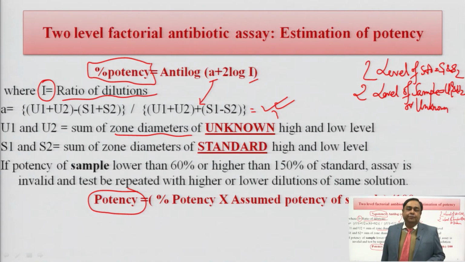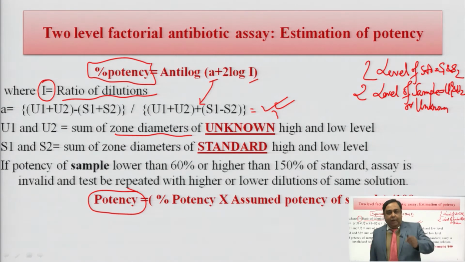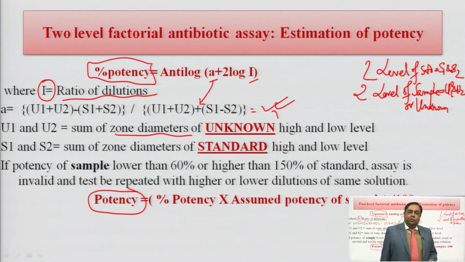So, with the help of the formula written, you will be in a position to estimate the value of percentage potency, and the potency which is assumed multiplied by this percentage potency divided by 100 will lead to the calculated potency after the process of experimentation.